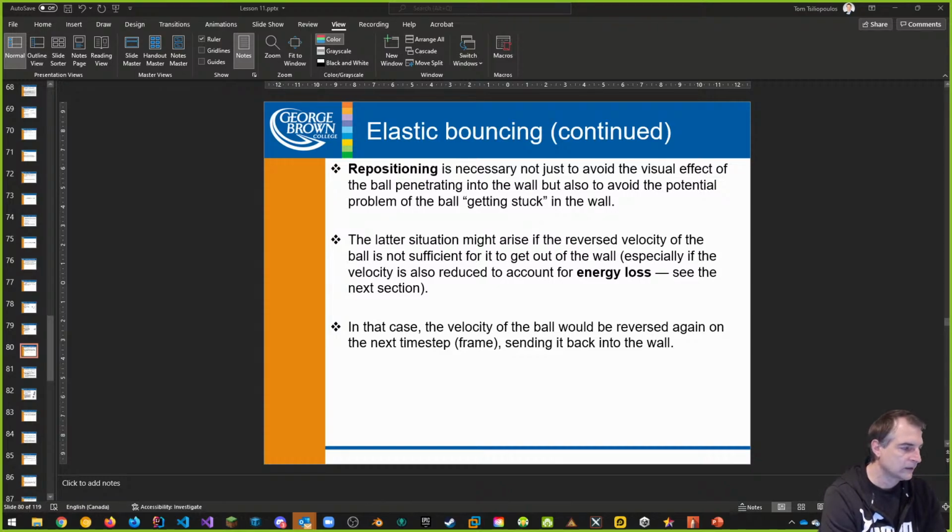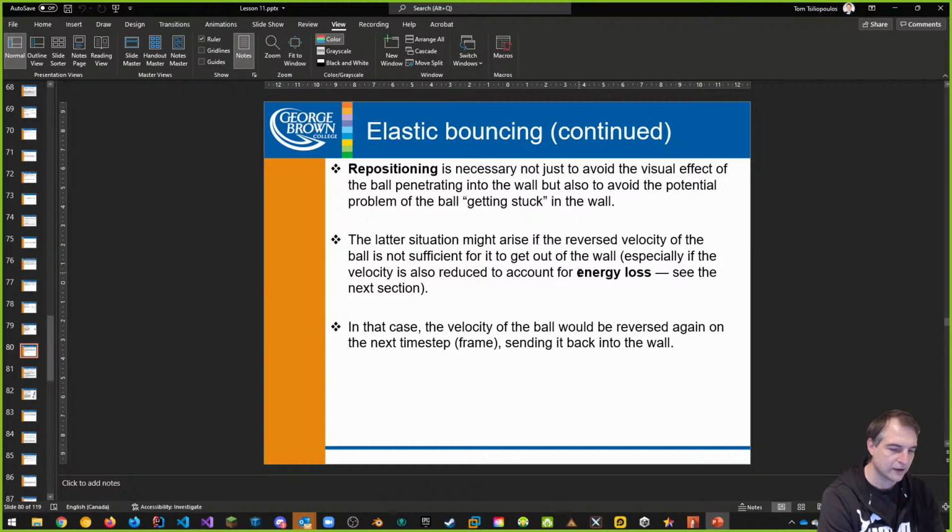Everything from lighting to, because remember, we use collision detection and response for lighting as well in many ways. Repositioning is necessary not just to avoid the visual effect of the ball penetrating into the wall, but also to avoid the potential problem of the ball getting stuck in the wall, which is also something that can happen. The latter situation might arise if the reversed velocity of the ball is not sufficient for it to get out of the wall, especially if the velocity is also reduced to account for some kind of energy loss.